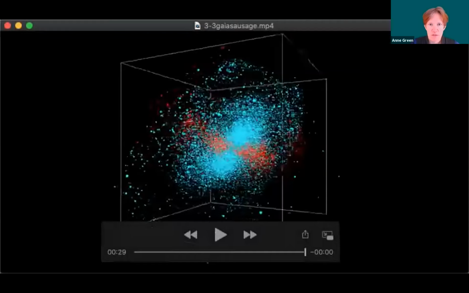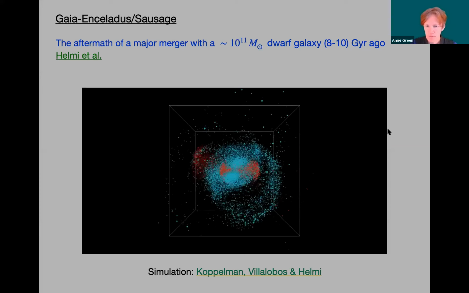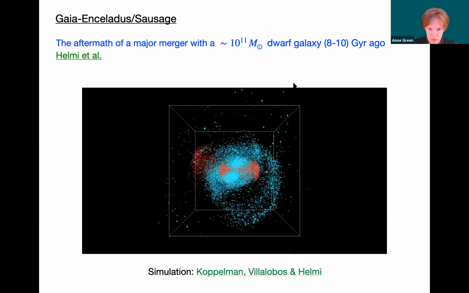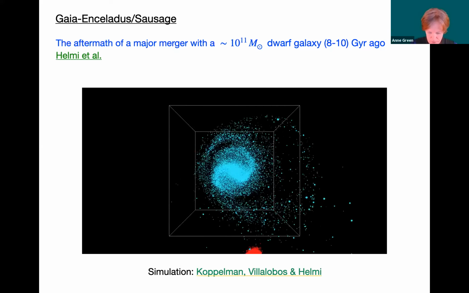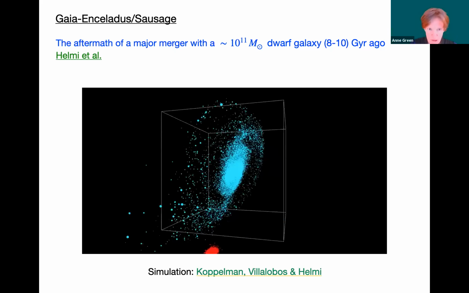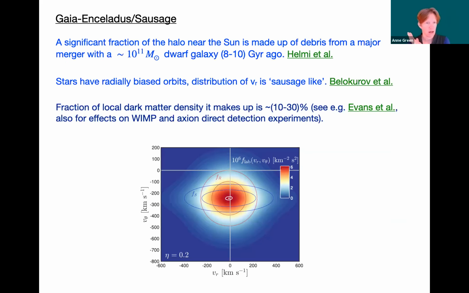Okay, so let's come out of the movie and back to my slides and get everything working again there, and get the chat window open again. Can you now see a slide which says Gaia Enceladus Sausage at the top and then a figure which is blue and red at the bottom? Okay, well, great, thanks. Somebody's confirmed this.